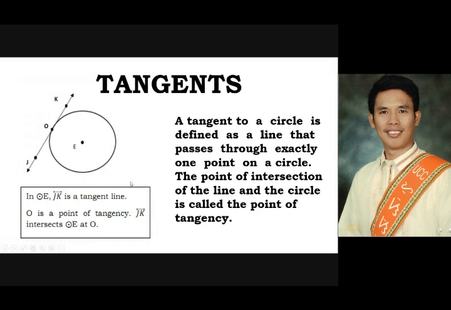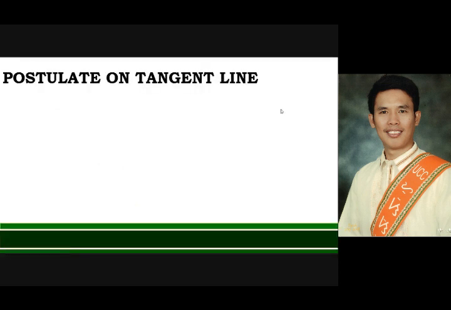Again, the tangent line, the difference between it and the secant line, is that the tangent line only touches the circle at exactly 1 point, unlike the secant line, which passes through 2 points of the circle. Okay, we have what we call the postulate on tangent line. When we say postulate, this statement is always true.